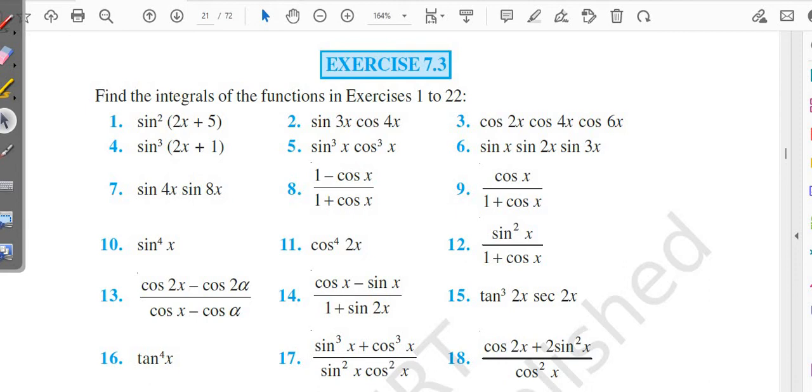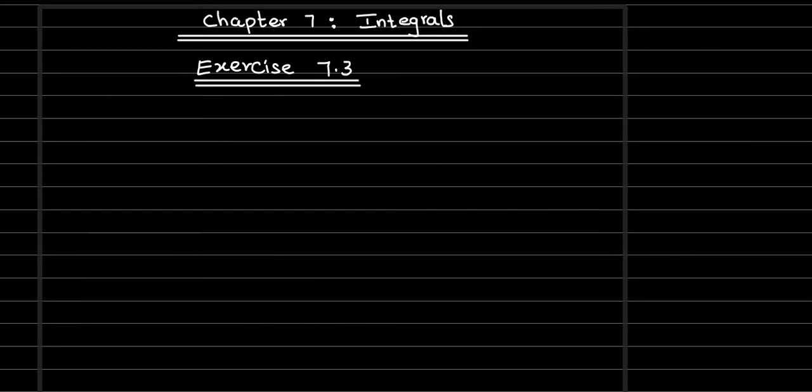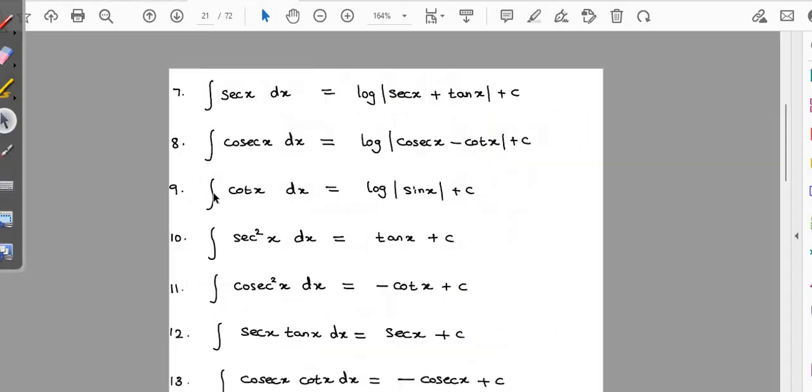Now what is the first function that we have here? Sine square 2x plus 5. So in terms of integration, I am going to write down integral sine square 2x plus 5. Whether it is in the standard form or not, we are going to check. So we have integral formulas.